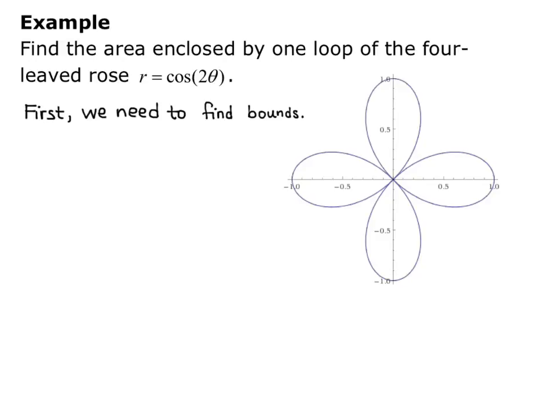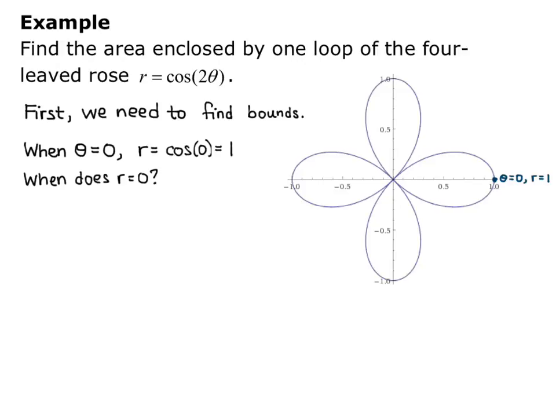But first, we need to find bounds. What I like to do is figure out where my graph starts. So I say when theta equals 0, r equals cosine of 0. That tells me that r equals 1, because cosine of 0 is 1. So that means I'm out on the positive x-axis at theta equals 0, r equals 1. That tells me that's where my graph starts, at the end of that first loop.